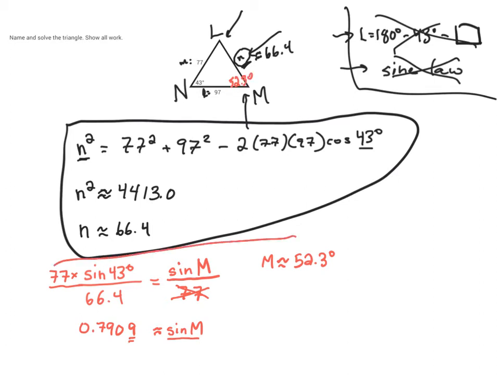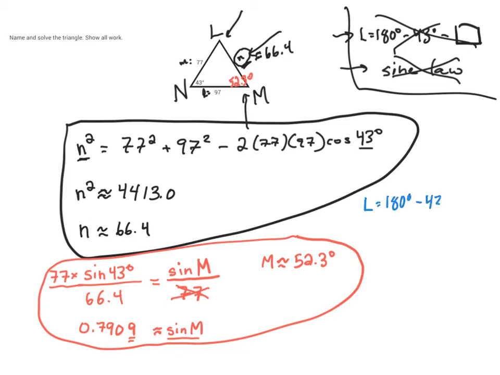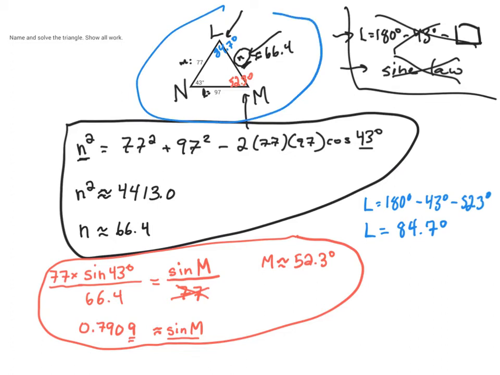Now I found another side or angle. So now I have to go back to the drawing board and ask my question again. Do I know exactly two angles? Oh, well, this time the answer is yes. 43 degrees and 52.3 degrees. All right, so I'm going to use the easiest of all equations to find that third angle. L is equal to 180 degrees minus 43 degrees minus 52.3 degrees. So L is equal to 84.7 degrees. 84.7 degrees. And I have solved my triangle.